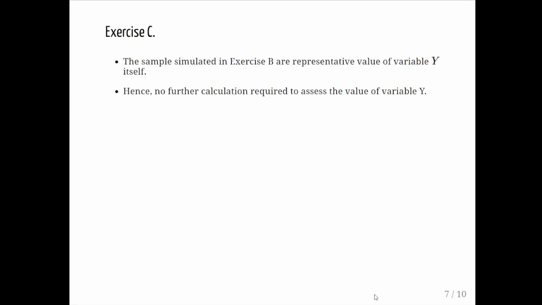Okay, the values simulated in exercise B are the values of the variable y itself. No further calculation is required to assess the value of the variable y. Strange question, to be honest with you. I don't think this exam question was well written, but we'll go through it anyway.